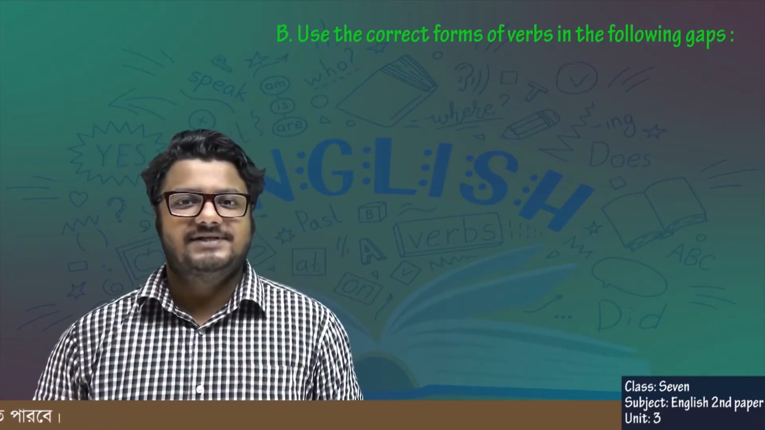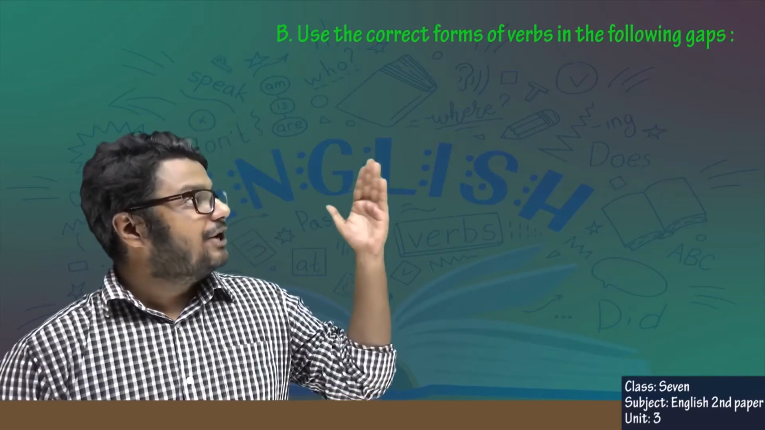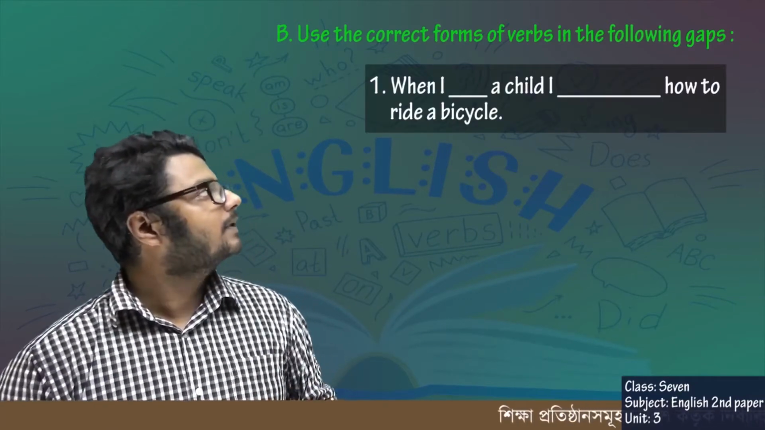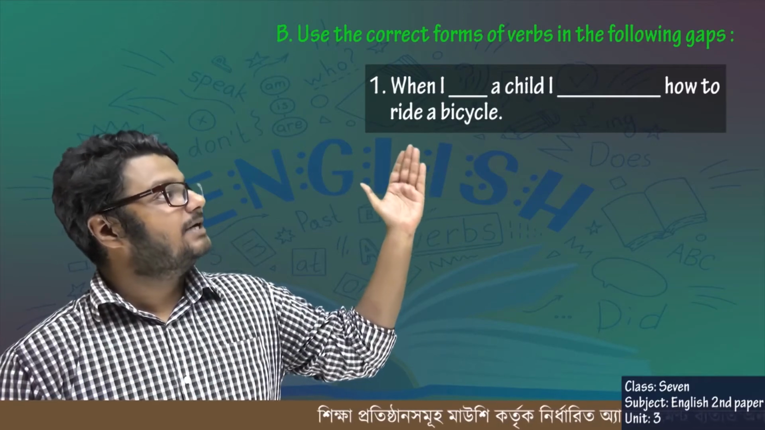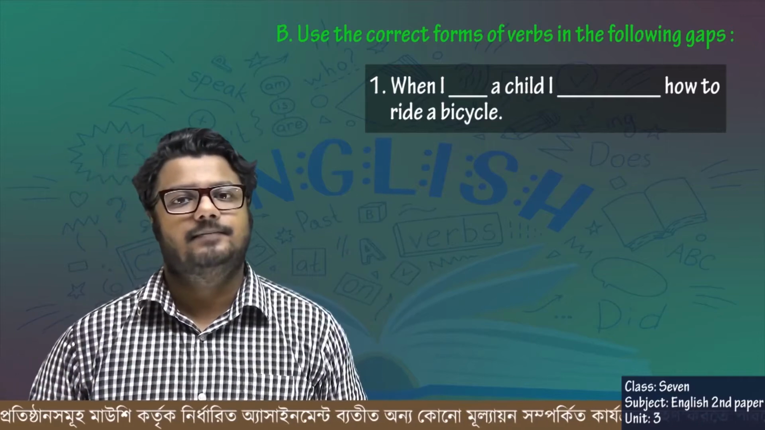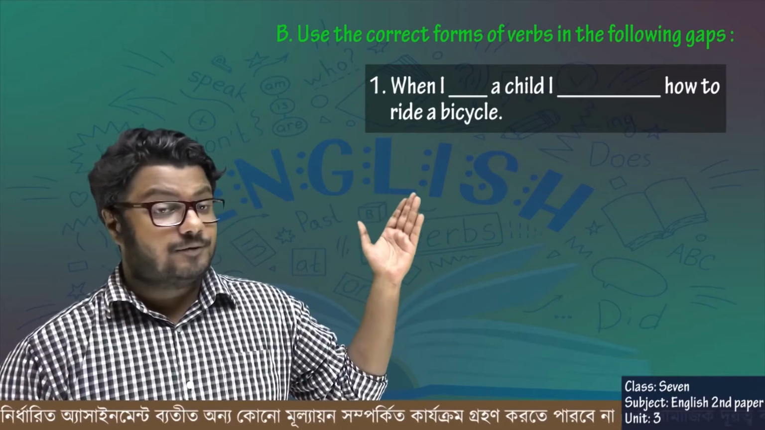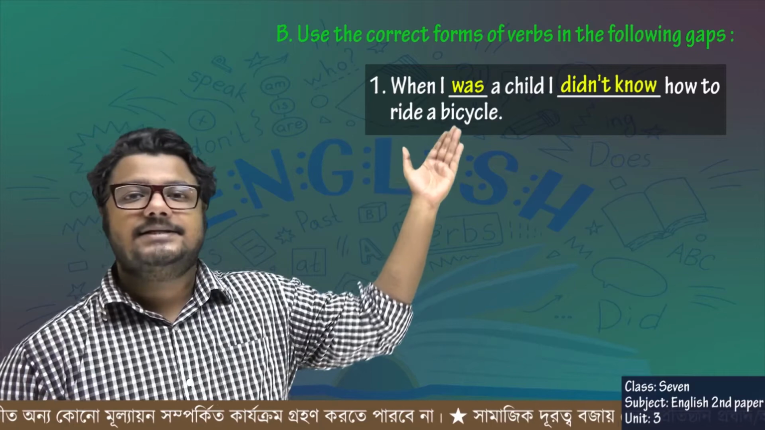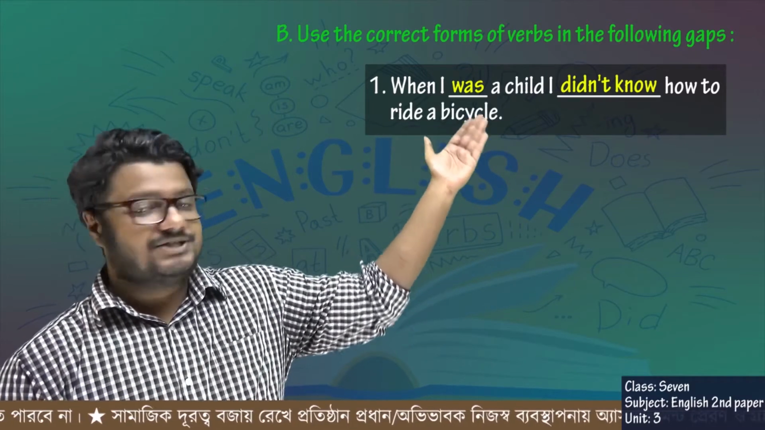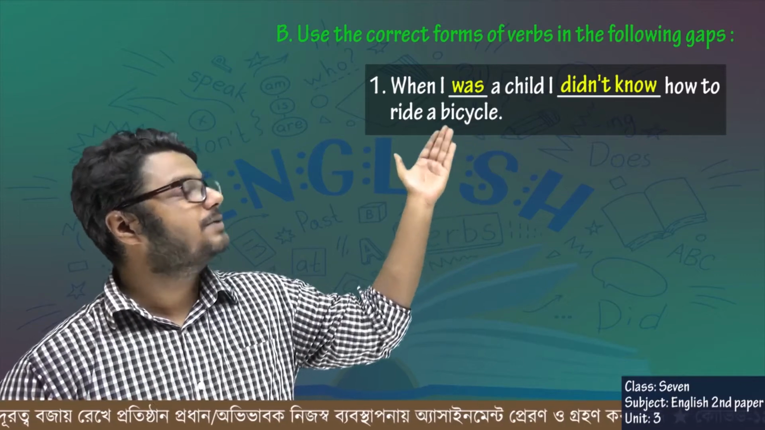Now let's move to section B. Use the correct forms of verbs in the following gaps. Number 1. When I ___ a child, I ___ how to ride a bicycle. The answer will be was and didn't know. So the sentence will be, when I was a child, I didn't know how to ride a bicycle.